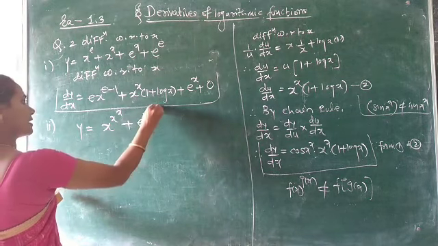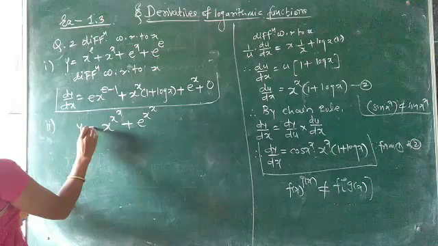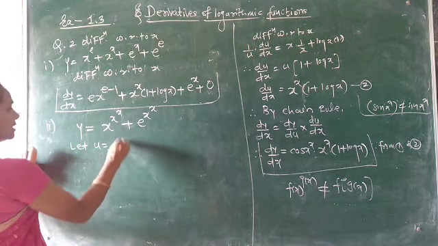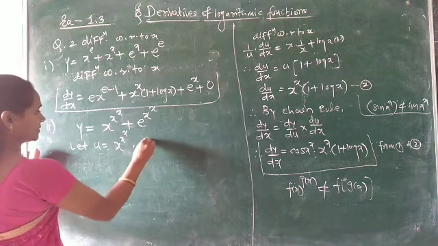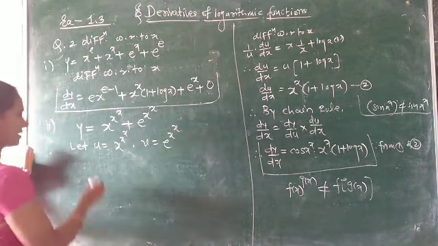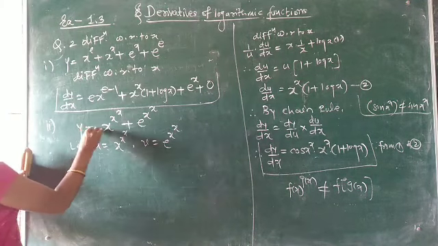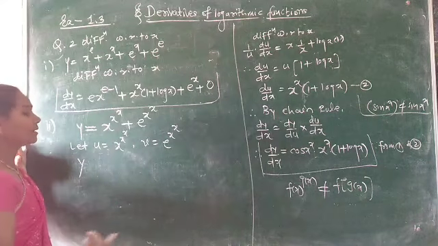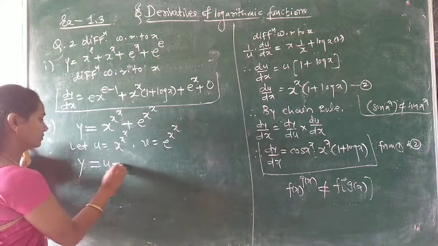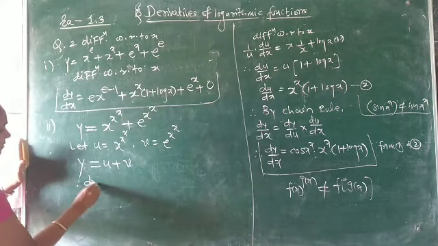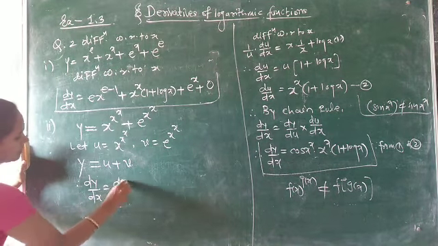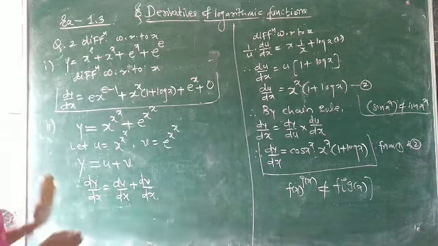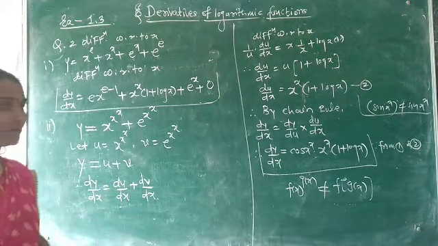Now, second question: y is equal to x raised to x plus e raised to x. Let u is equal to x raised to x and v is equal to e raised to x, because here there is no rule for logarithm of addition; log of (m plus n) is not equal to log m plus log n. So here we write y is equal to u plus v. Therefore the value of dy upon dx is equal to du upon dx plus dv upon dx. So first you should try to solve du by dx and dv upon dx.